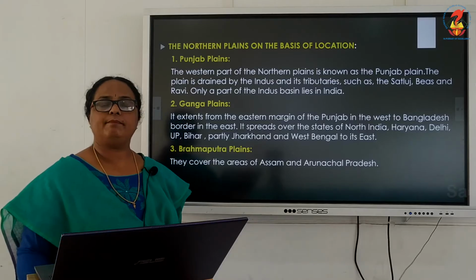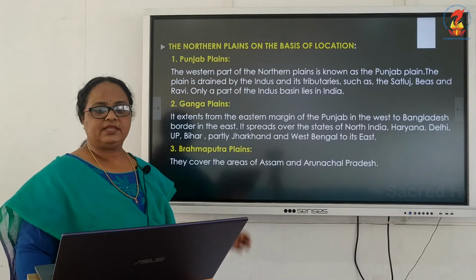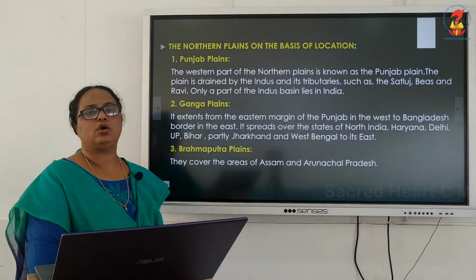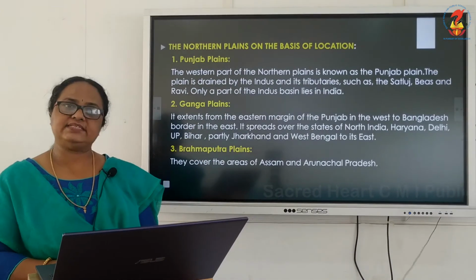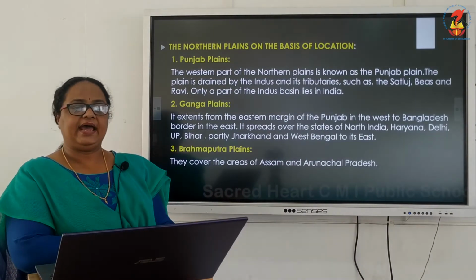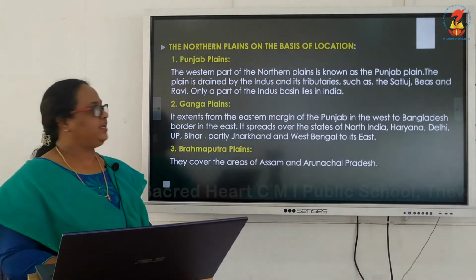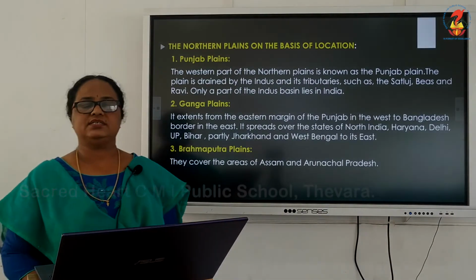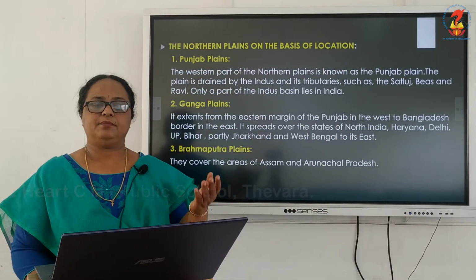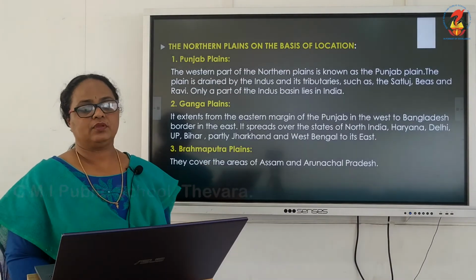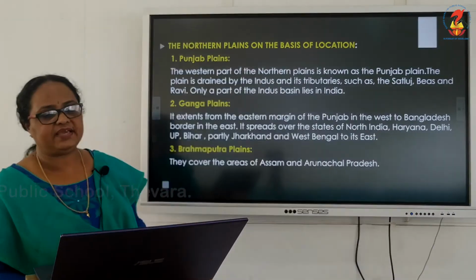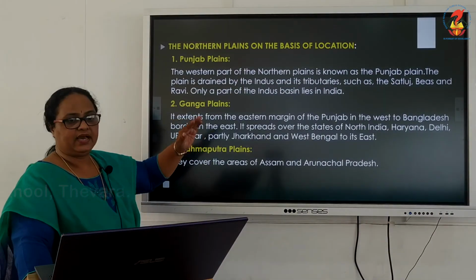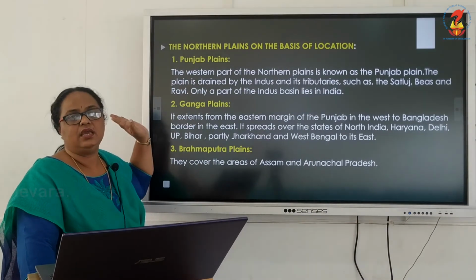Now, when you talk about the Punjab plain, the western part of the northern plain is known as the Punjab plain, and the plain is drained by the Indus and its tributaries such as the Sutlej, the Beas and Ravi. Only a part of the Indus basin lies in India, the rest of it is in the Pakistan region.